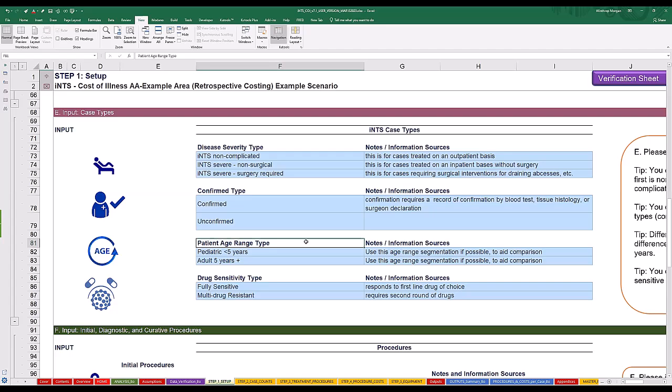Yes. One thing is when we use this tool, we will look for costs associated with INTS confirmed patients who are already enrolled into our patient level survey. So as long as you're there for our patient level surveys, we only enroll confirmed INTS cases.